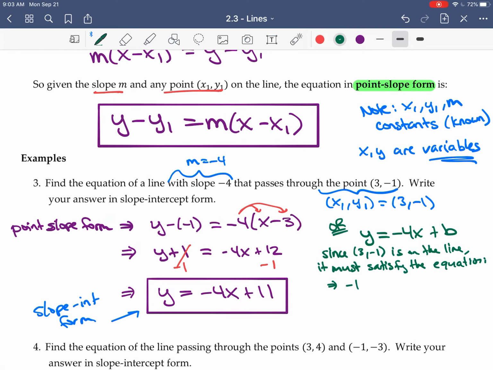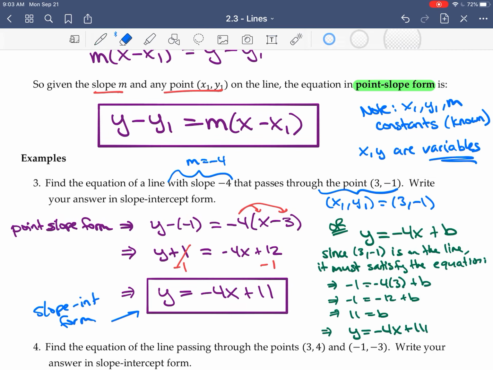So y is -1, x is 3, plus b. Okay, so then I have -1 is equal to -12 plus b. I want to add 12 to both sides. So I get 11 equals b, which means that my equation, which you have to write at the end, is y equals -4x plus 11. Okay, and I notice we got the same thing. So either way is fine.